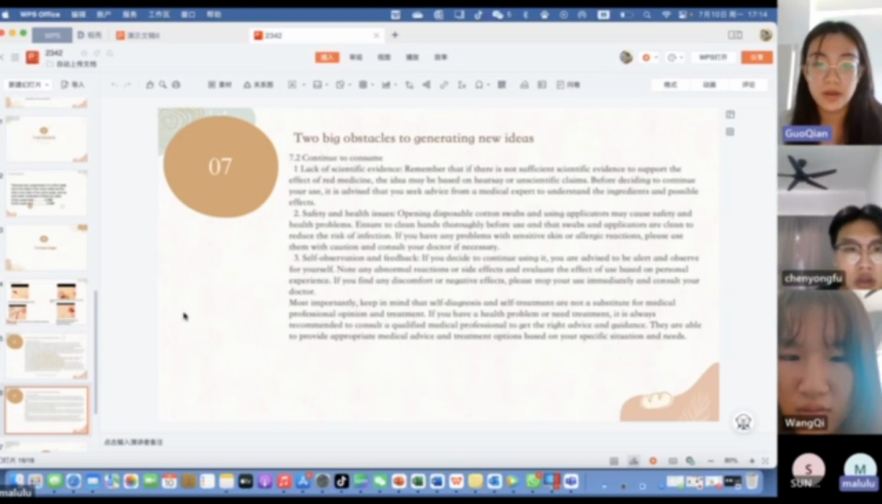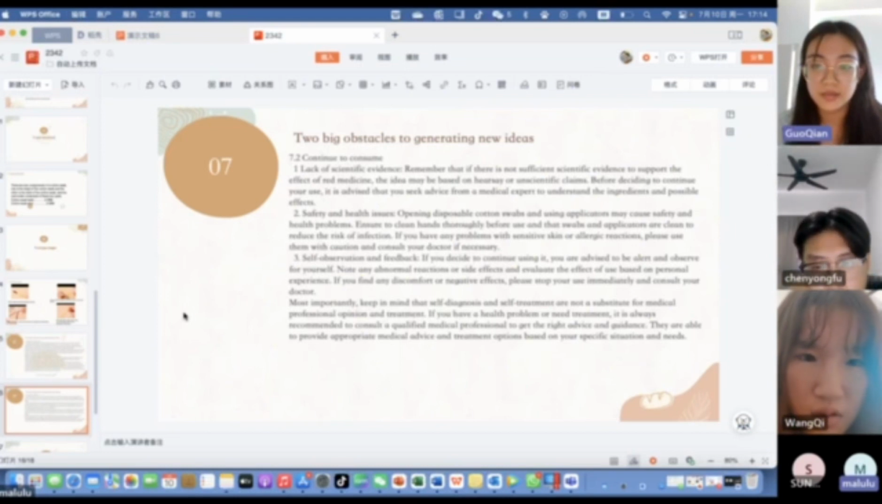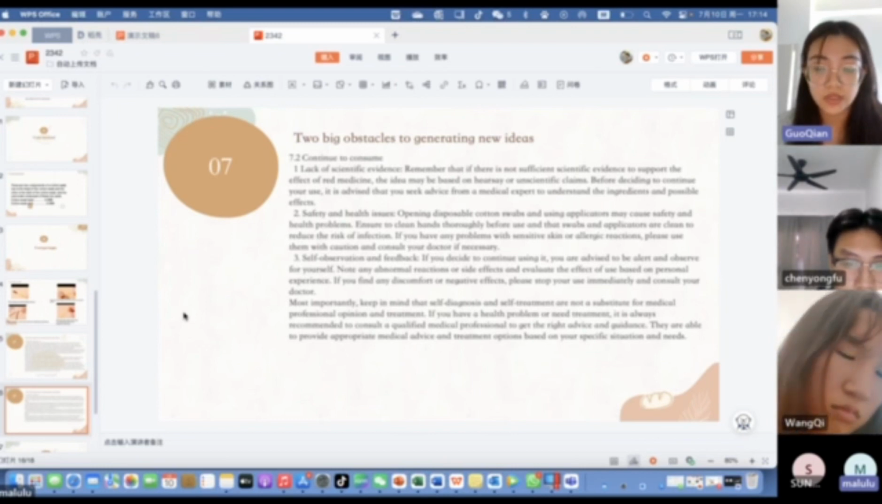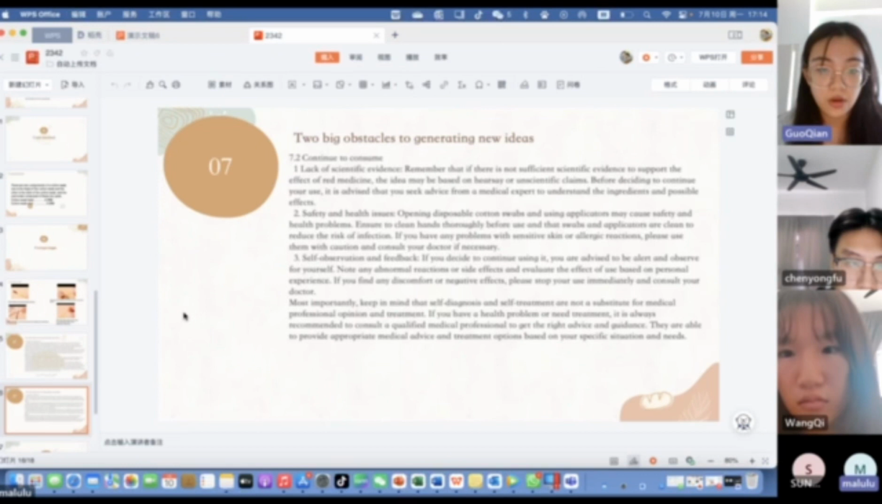Opening disposable cotton swabs and using applicators may cause safety and health problems. Ensure to clean hands thoroughly before use. Make sure swabs and applicators are clean to reduce the risk of infection. If you have any problem with sensitive skin or allergic reactions, please use them with caution and consult your doctor if necessary. Third is self-observation and feedback.